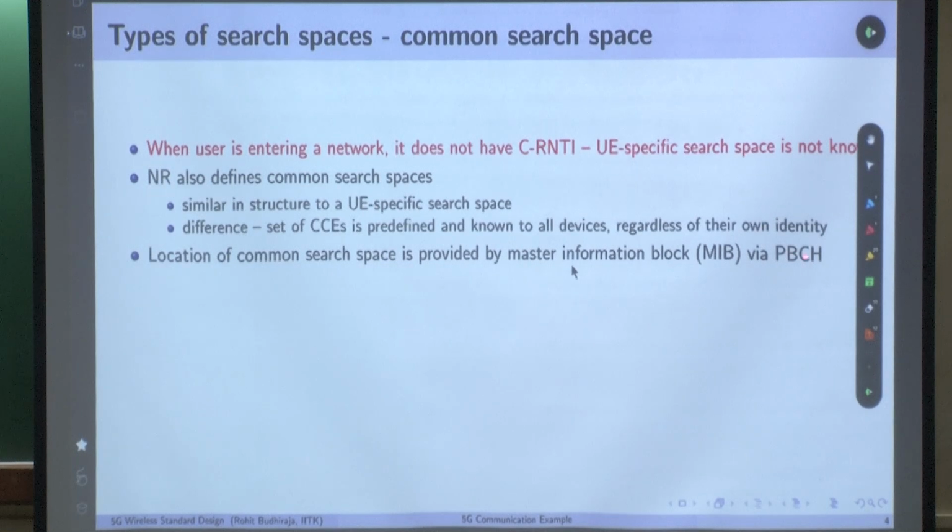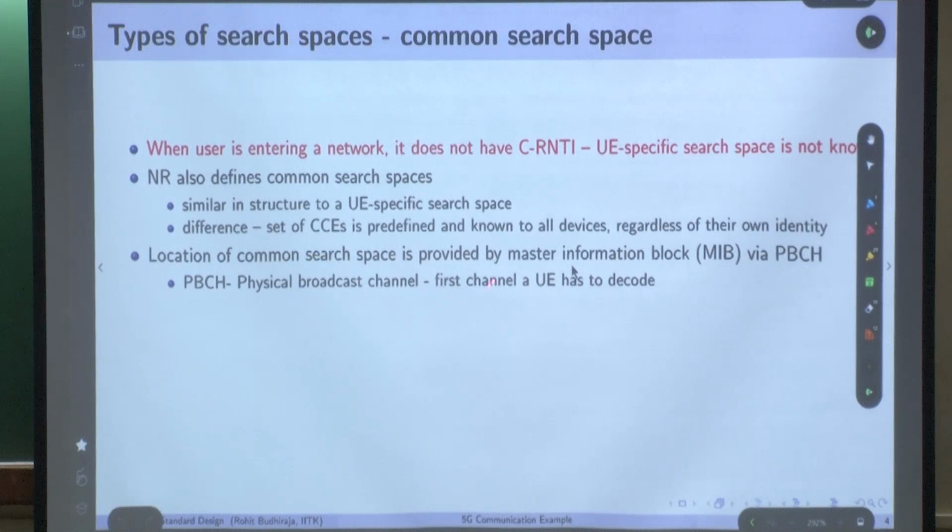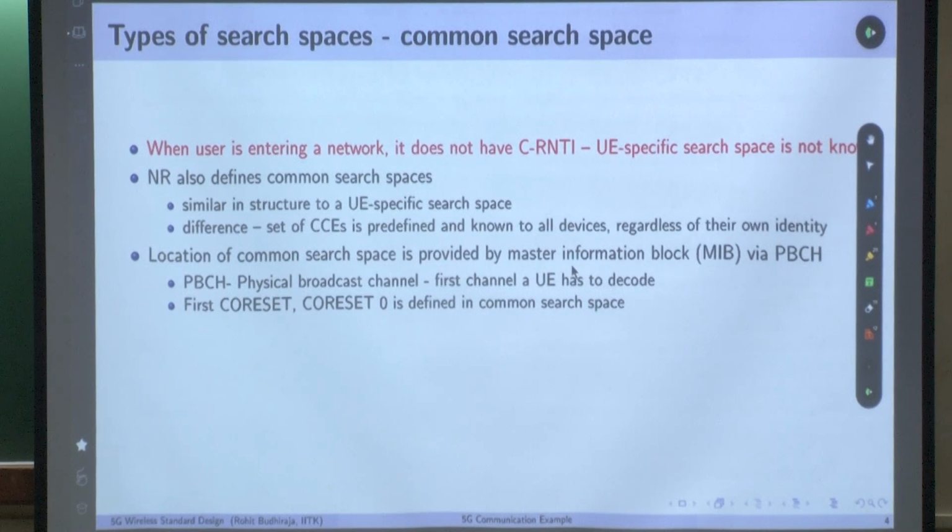Okay, so let's say it has decoded PBCH. Then in that PBCH, MIB is defined. In that MIB, common search spaces are defined. The physical broadcast channel is the first channel a UE has to decode when it's trying to enter the network. And the first CORESET, which is given the name CORESET 0, is defined in this common search space. There it will latch on.